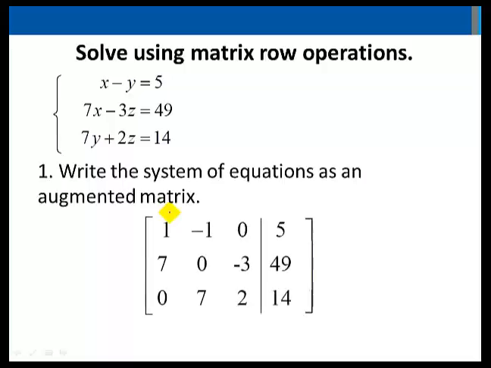The matrix will be first row 1, negative 1, 0, 5. Second row 7, 0, negative 3, 49. Third row 0, 7, 2, 14.